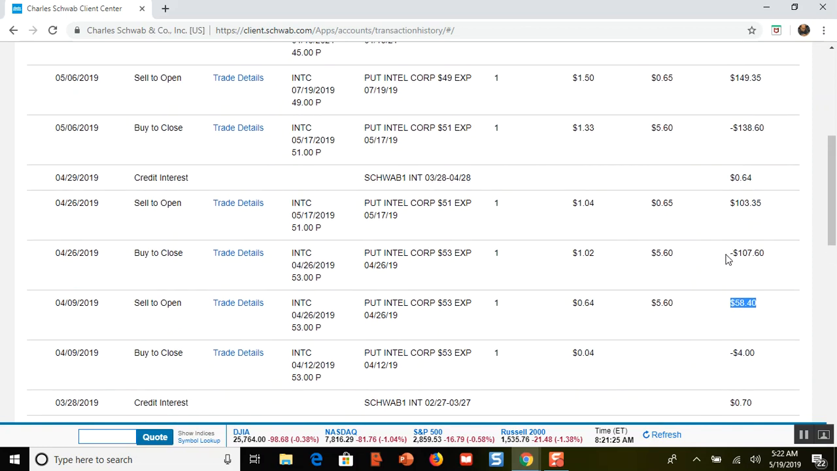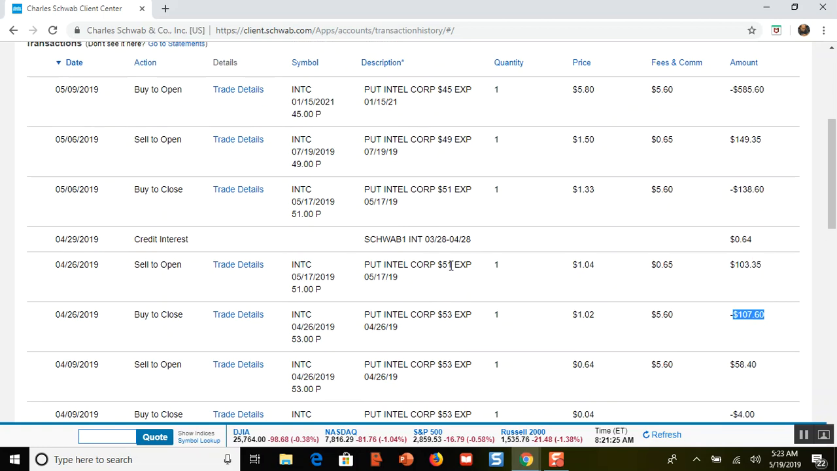And then Intel started dropping again, and this was the last recent sell-off. I think it had to do with the tariffs when the whole market was tanking. So I bought it back for $107.60, and I sold to open a 51, $2 lower of a strike price. Took in a $4 debit.